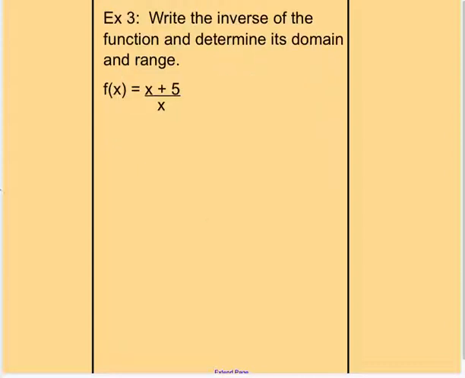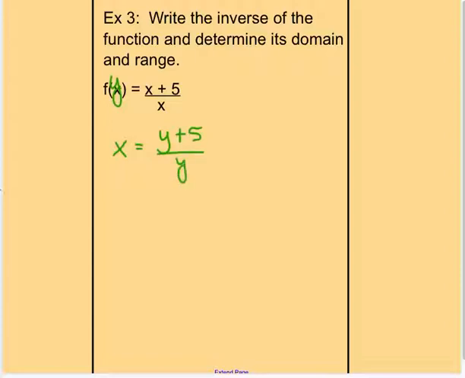One more example of writing the inverse. Again, start by replacing f of x with y, and then flip your x and y's. Now we have two x's on this one, so everywhere we see an x, it will turn into a y.